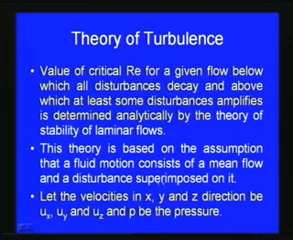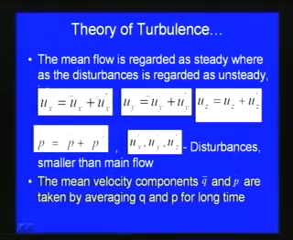Now let the velocities in the x, y, z directions, when we consider a 3-dimensional problem, be u x, u y and u z, and let p be the pressure component. Based upon this theory of turbulence, we can express the flow as u x equal to u x bar plus u x dash, u y equal to u y bar plus u y dash, and u z equal to u z bar plus u z dash, and the pressure can be written as P equal to P bar plus P dash, where P bar is the mean pressure and P dash is the fluctuating component.